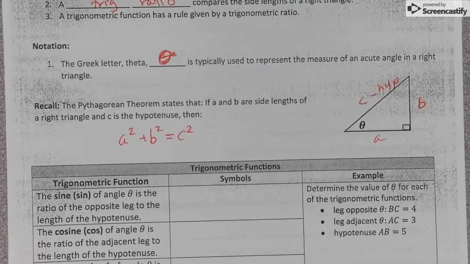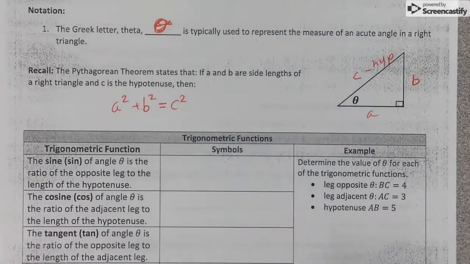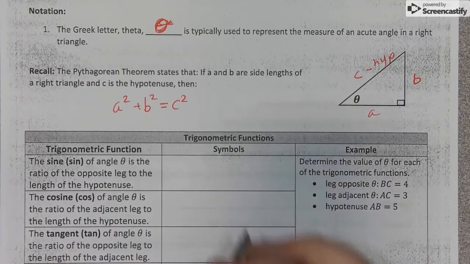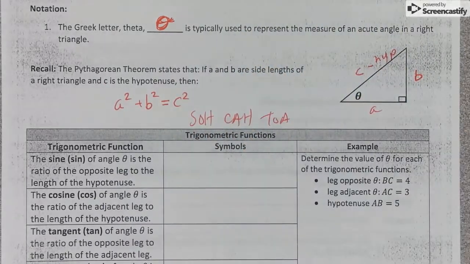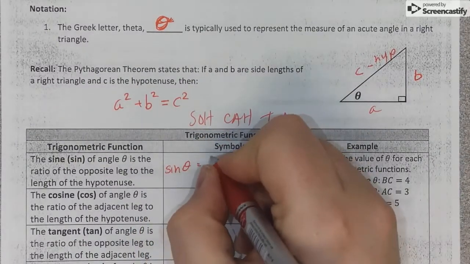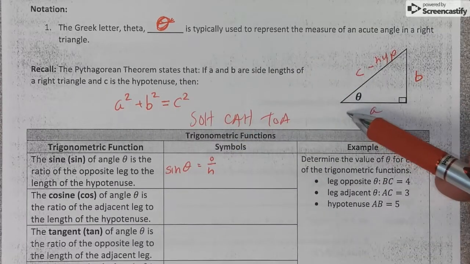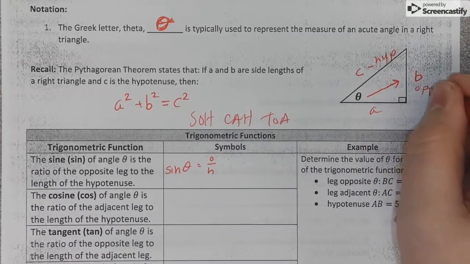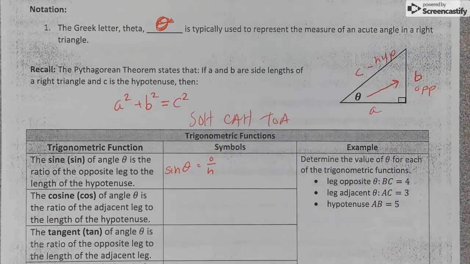So the trig functions, we studied the first three in geometry, but there are three additional ones. The first three are sine, cosine, tangent. And if you recall, that was SOHCAHTOA. So what that says is the sine of theta would be opposite over hypotenuse. So in this triangle up here, the side opposite theta is B. And recall that the hypotenuse is always the side opposite the right angle.